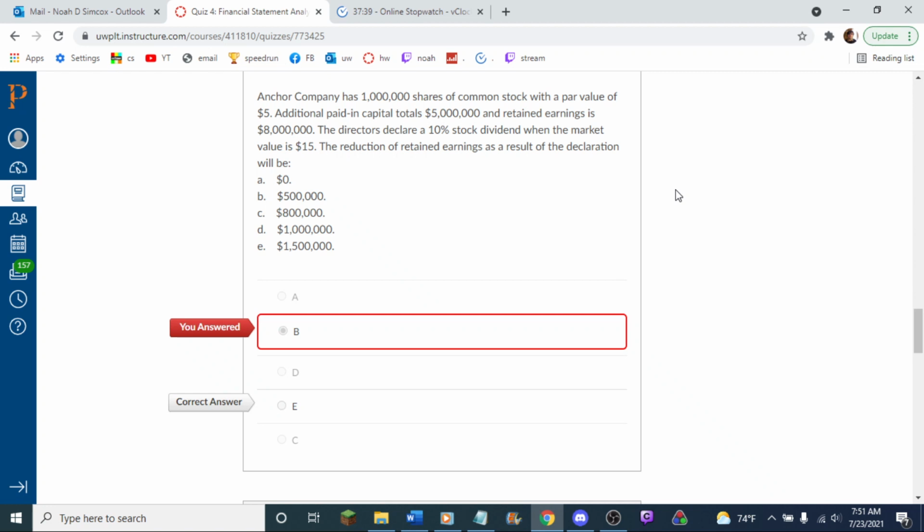It's 500,000. Where the heck did they get that number? 15 times. Did they do 15 times 100,000? Oh my god. They did. They did 15 times 100,000. Which is not right. It says you use the par value.